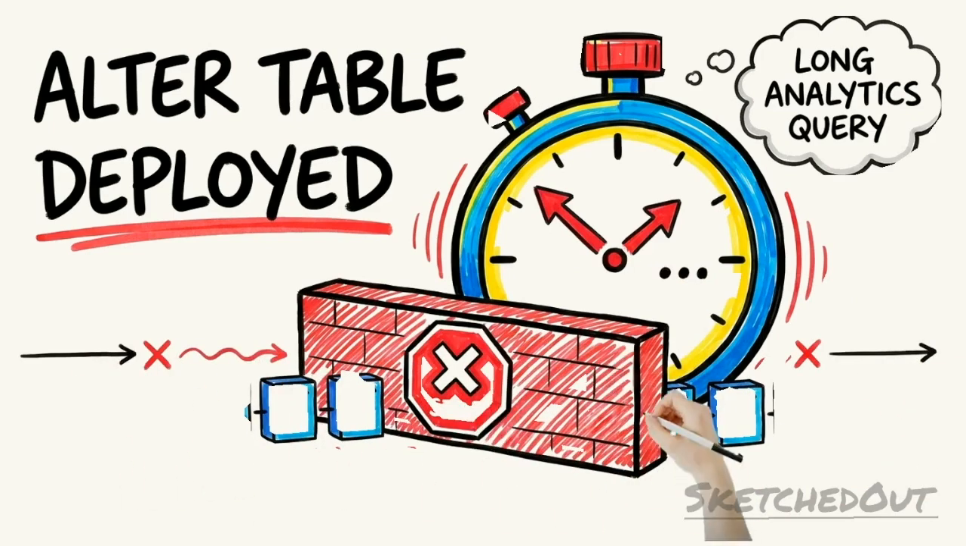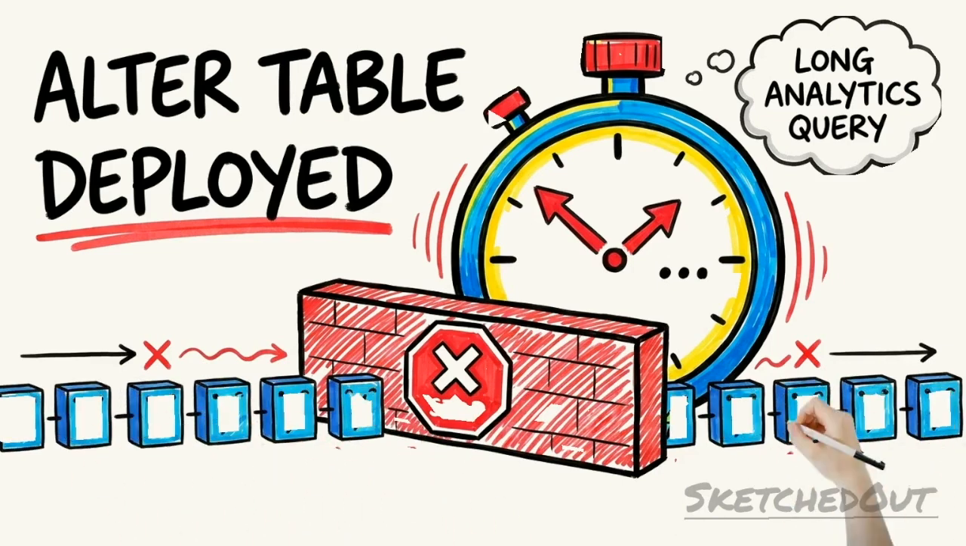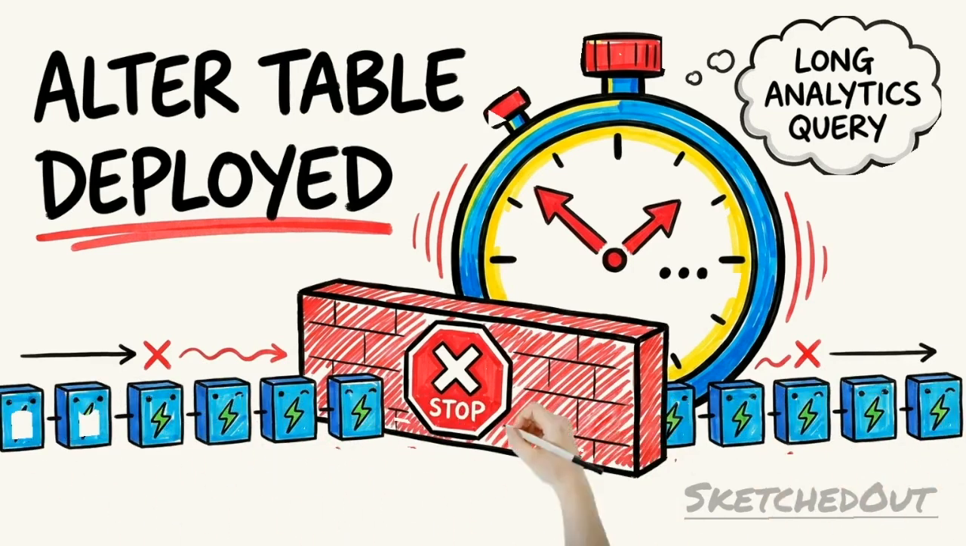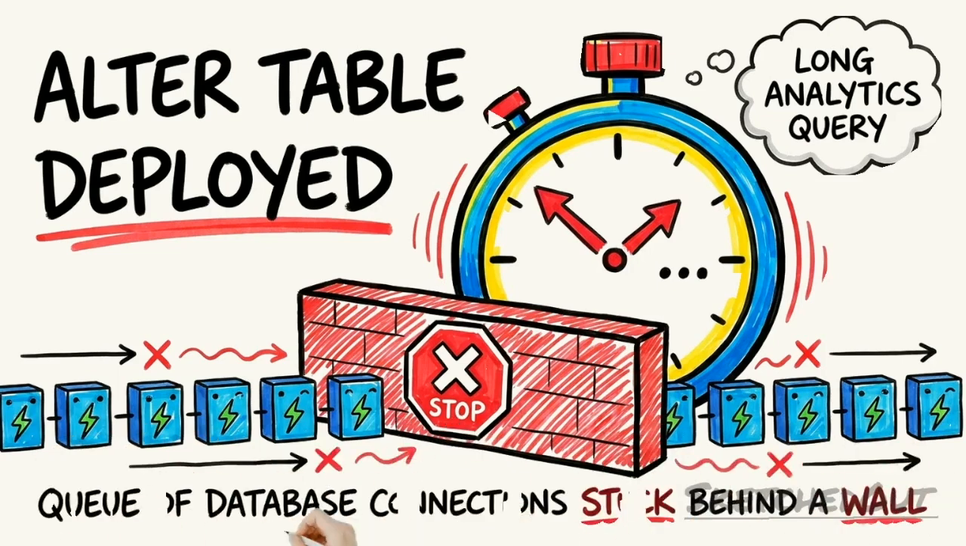Within seconds, the entire connection pool is queued behind a schema change that hasn't started running yet, blocked by an analytics query that has nothing to do with either. The site is down, and it's not going to recover on its own. You have to kill either the analytics query or the alter.